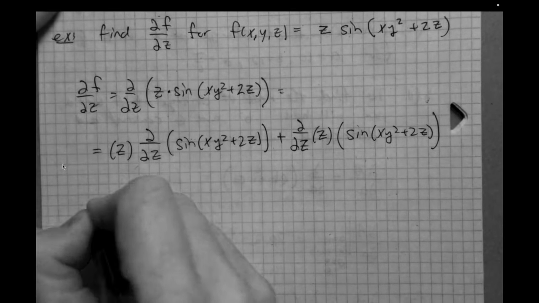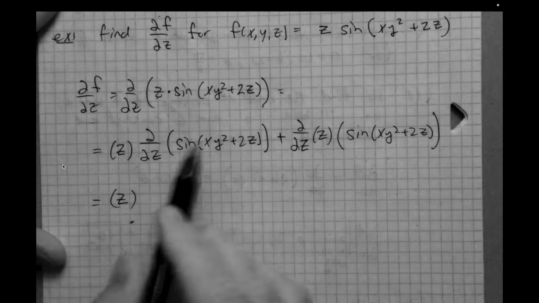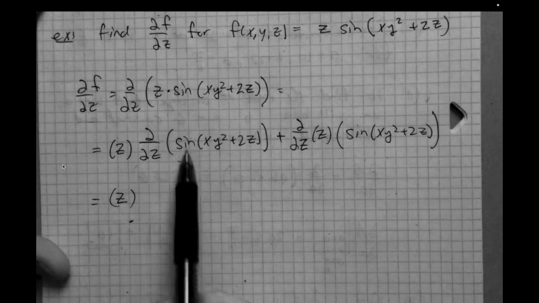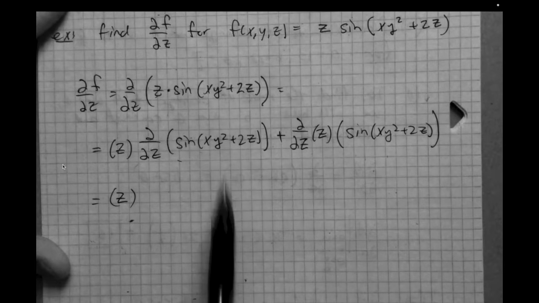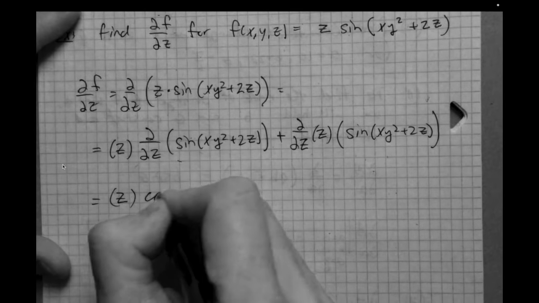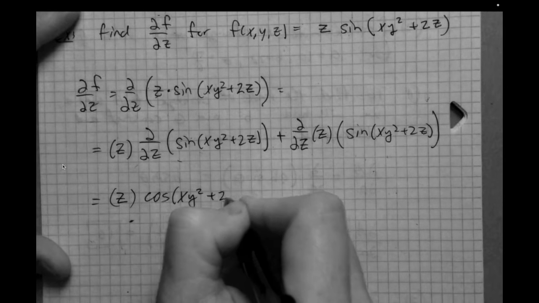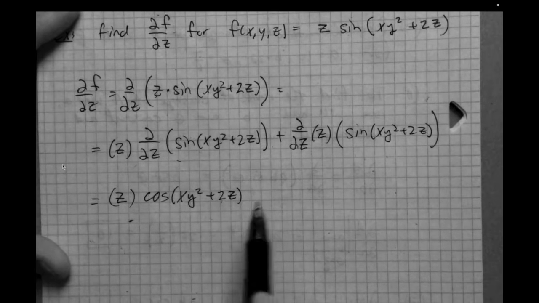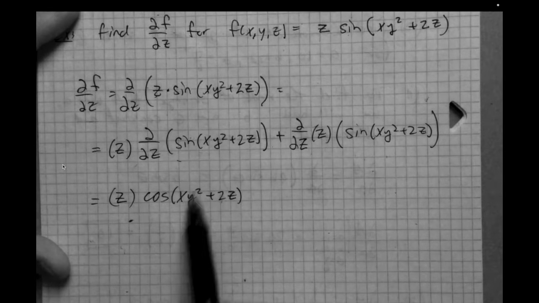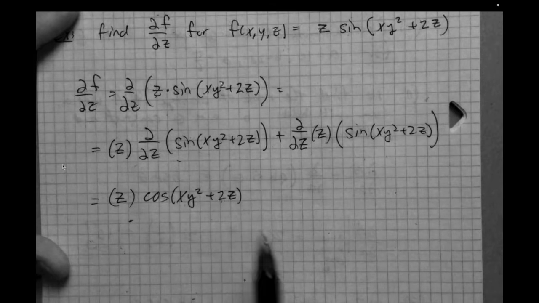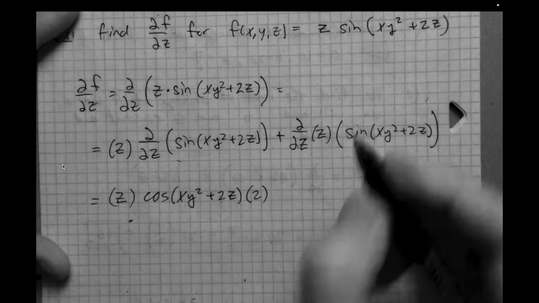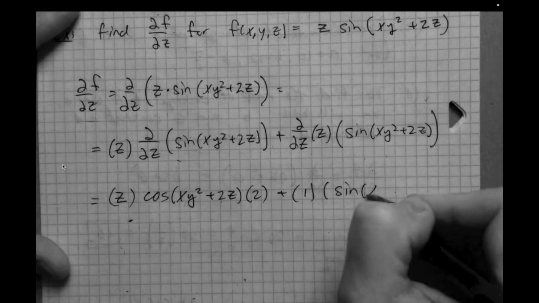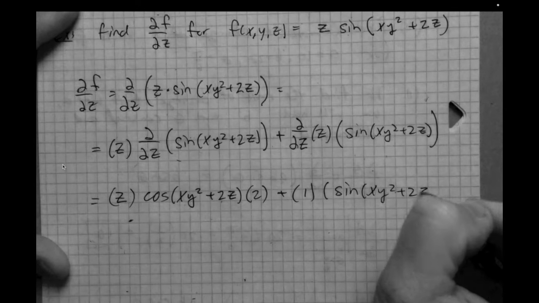And so this is, obviously the z stays there, and then what happens here? Well, this is a chain rule, right? You'll have to do cosine on the outside and then times the derivative of the inside. So this would be cosine of xy squared plus 2z, then times the derivative of the inside. We're differentiating with respect to z, so xy squared can be thought of as a constant, and then it's just plus 2z, so the derivative of the inside is just 2. And then this is going to be 1, and then naturally times sine of xy squared plus 2z.